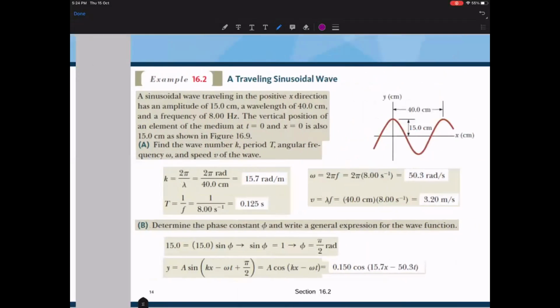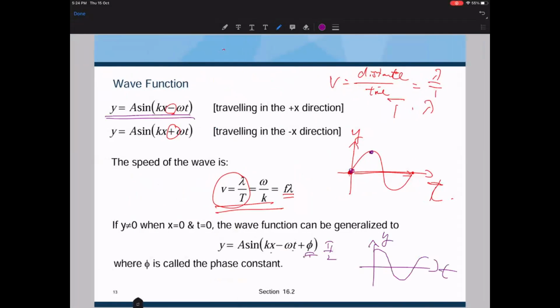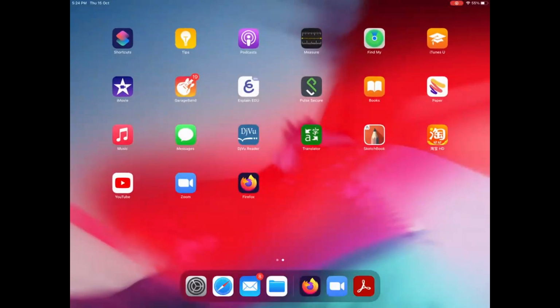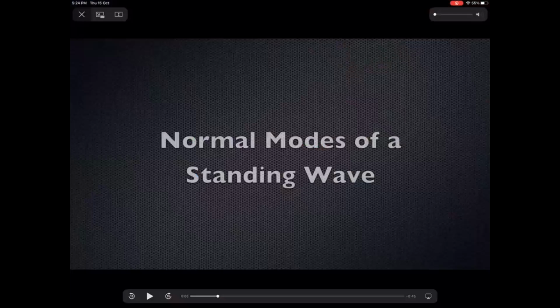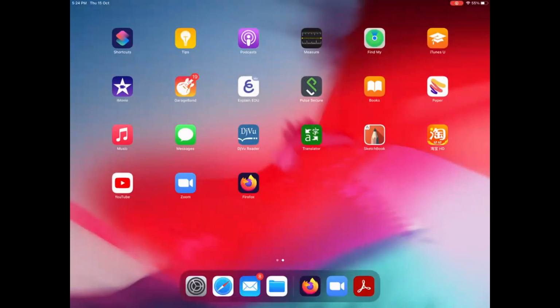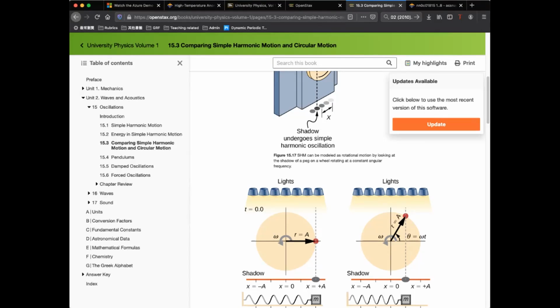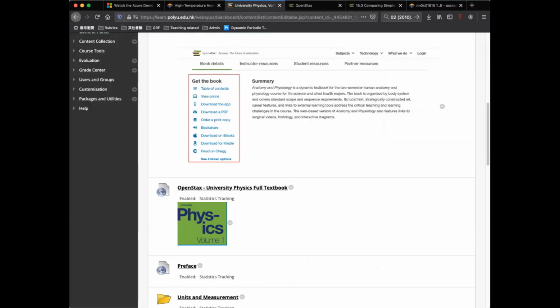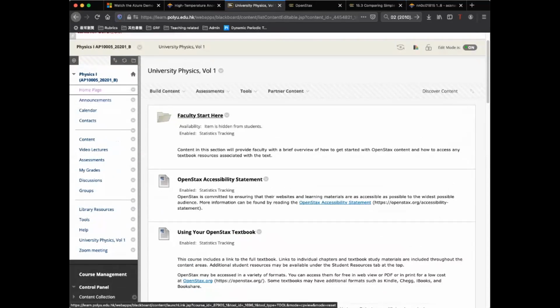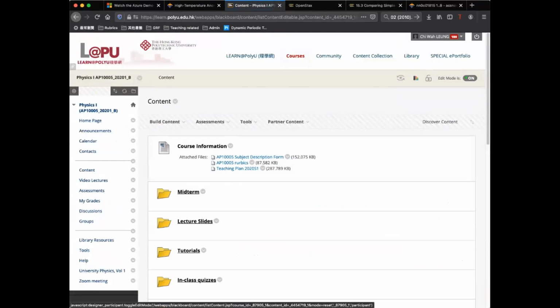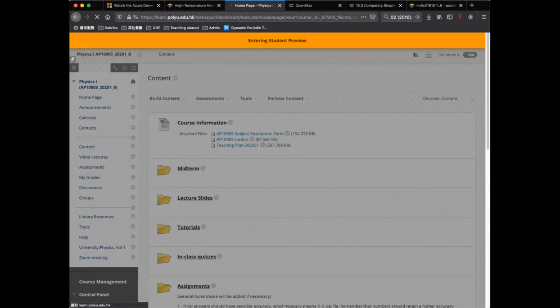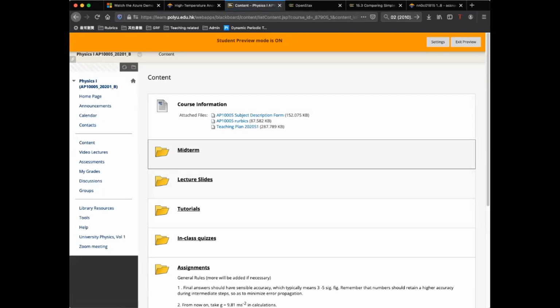Right. I better stop it here. Just to give you a quick reminder, of course, we have the midterm next Monday. So the midterm is next Monday. It would be done on Learn at PolyU. So please log in to Learn at PolyU. When you log in, you will see something on the content page.